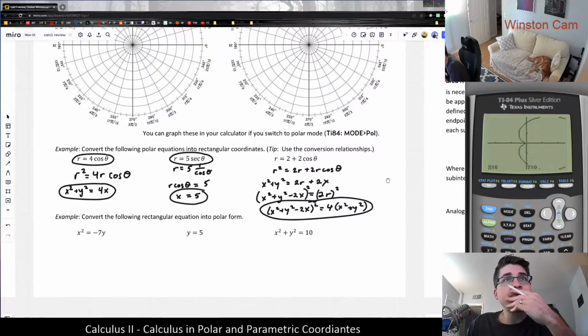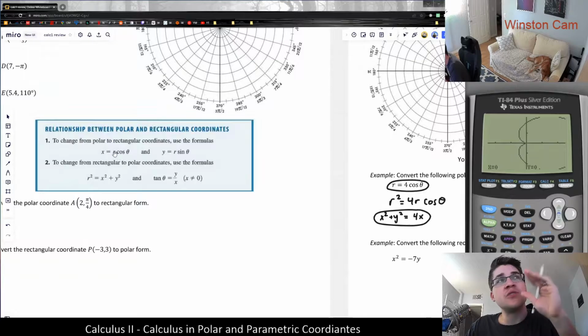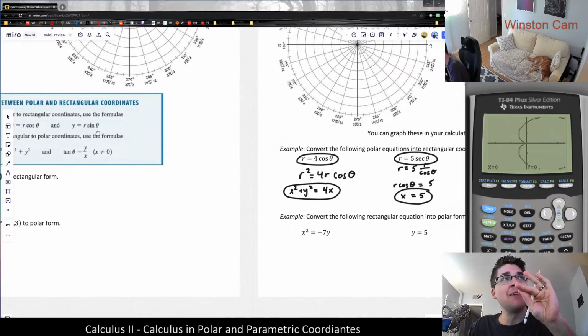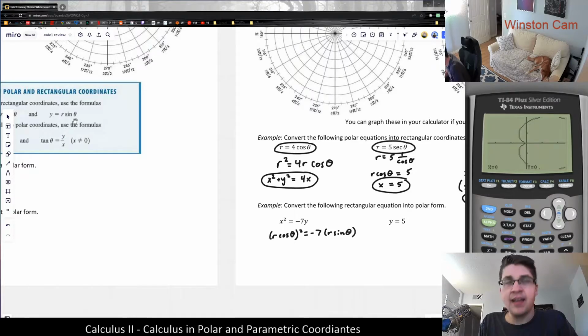It's much simpler to take a rectangular equation and change it into polar form, because if we want to, we can always just use the direct x equals r cosine theta and y equals r sine theta. So say I wanted to take this equation and convert it into polar form. Well, basically I could just substitute r cosine theta for x and r sine theta for y, and that's literally it.